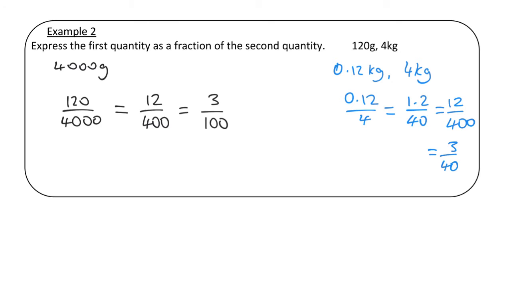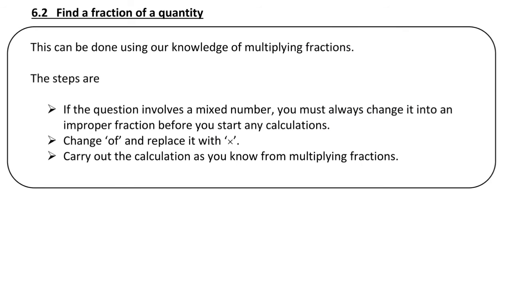smaller unit of grams. To find the fraction of a quantity, this can be done using our knowledge of multiplying fractions. So in the previous chapter we had looked at the word 'of' means multiply, and again we've got that here, where 'of' means multiply. So if we're looking for a fifth of something, then we'd do a fifth multiplied by the amount.